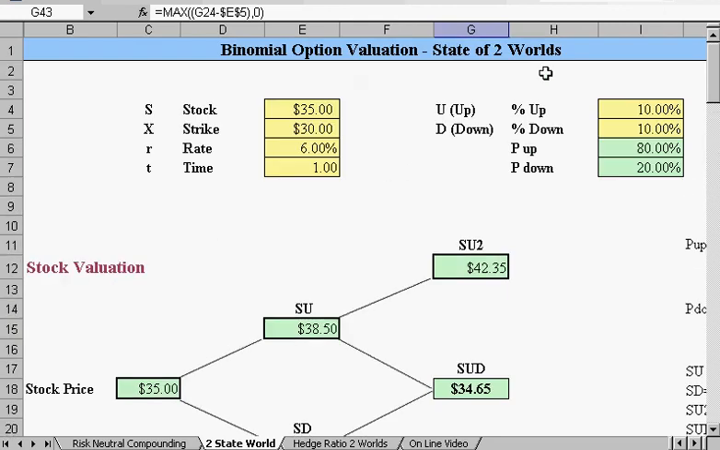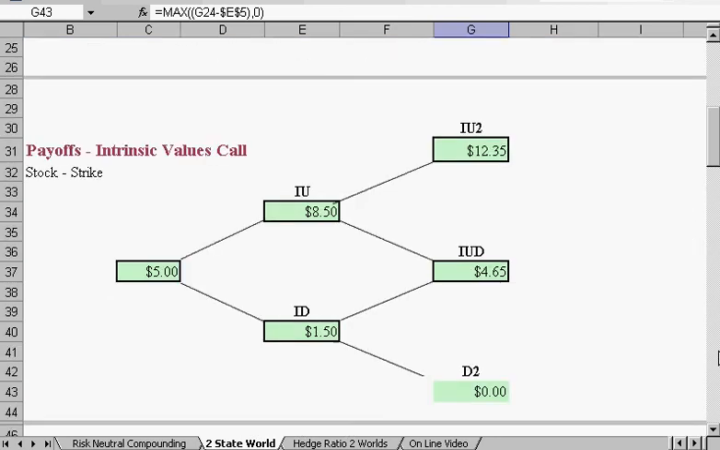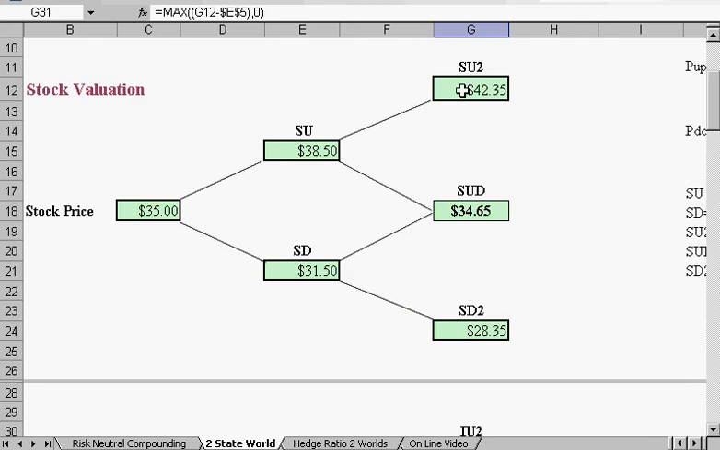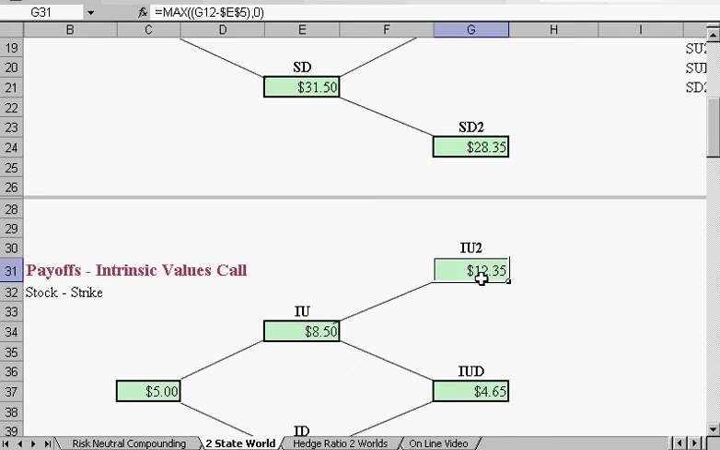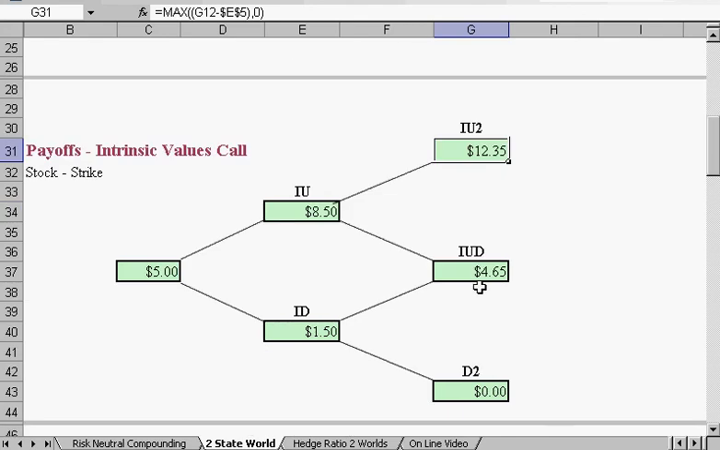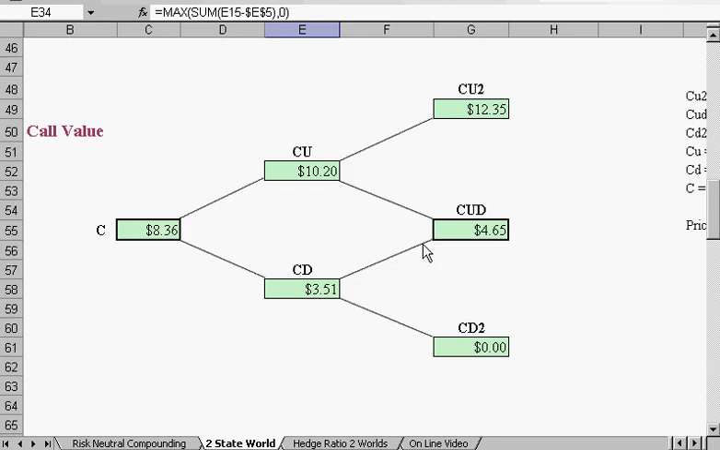Here's our call value. Here's where the state of two worlds comes in. We use probability. That's where the P up and the P down is. P is for probability. It's the probability of up and the probability of down, even though the move is 10%. Here's how we get our prices. This is just our intrinsic value because we need to start somewhere. We start here, and that's our intrinsic value for the end node. Same here and here. Here's our intrinsic value, and it's brought down here.